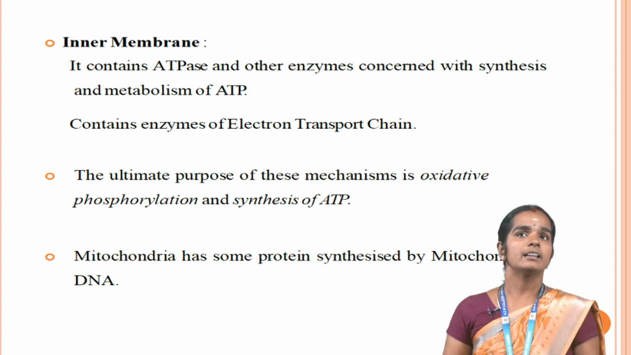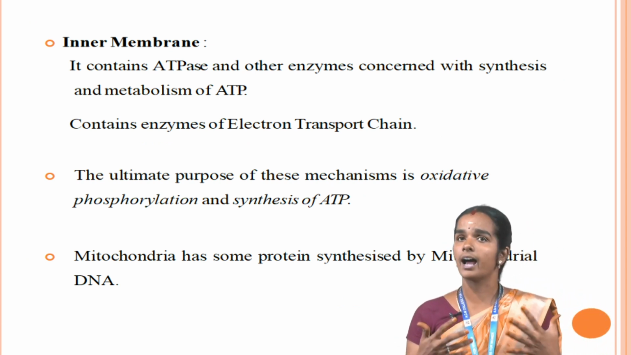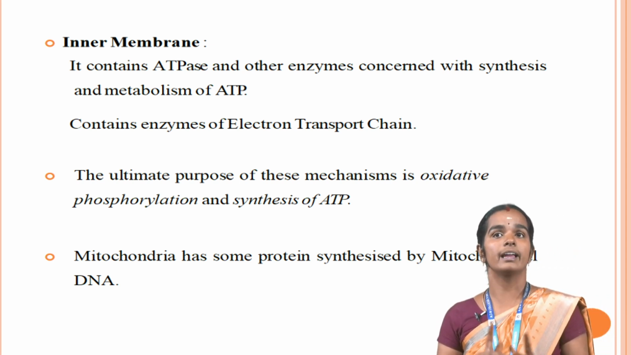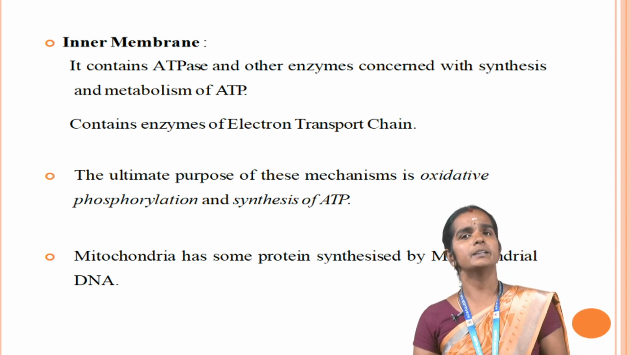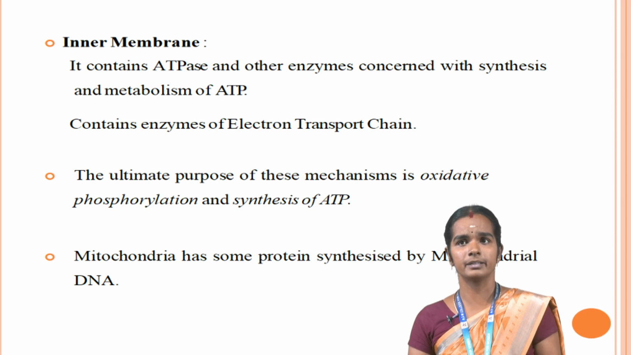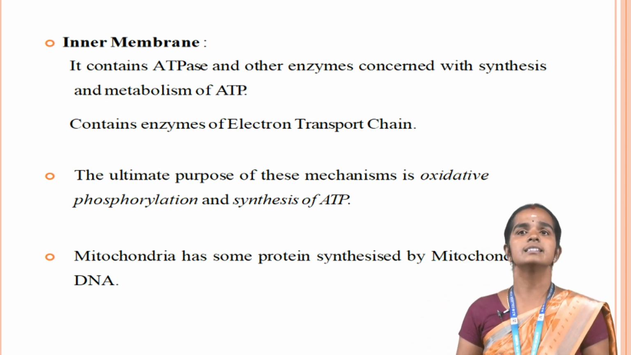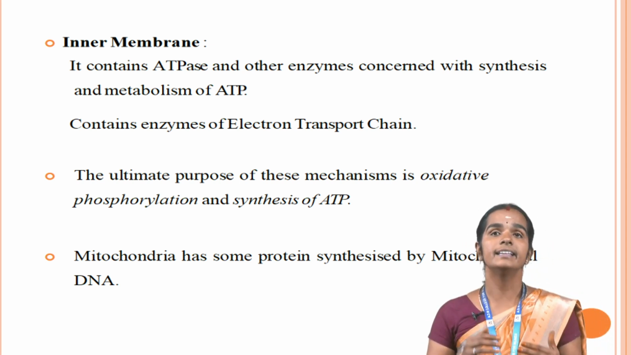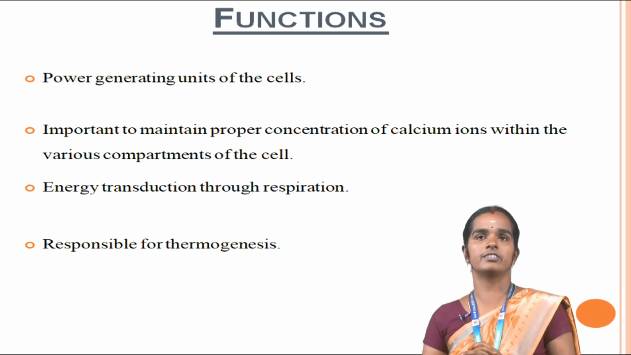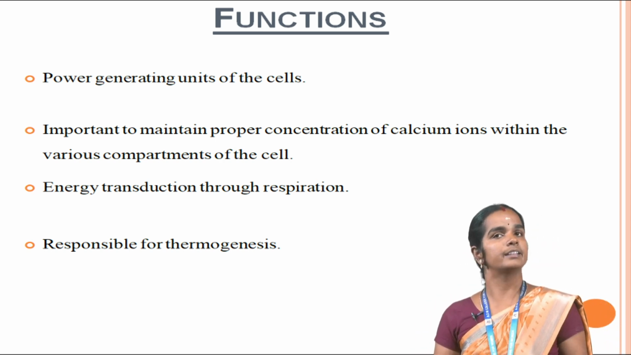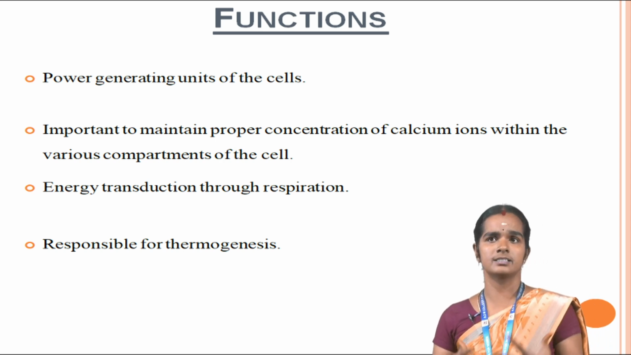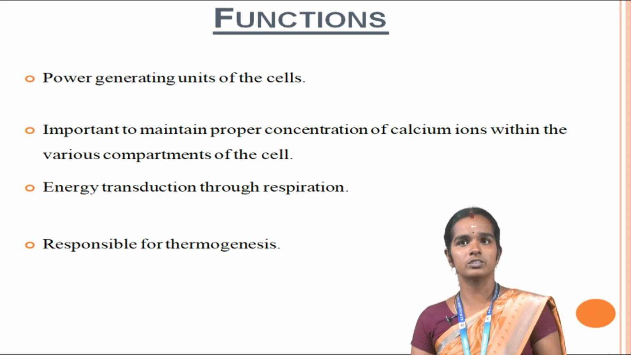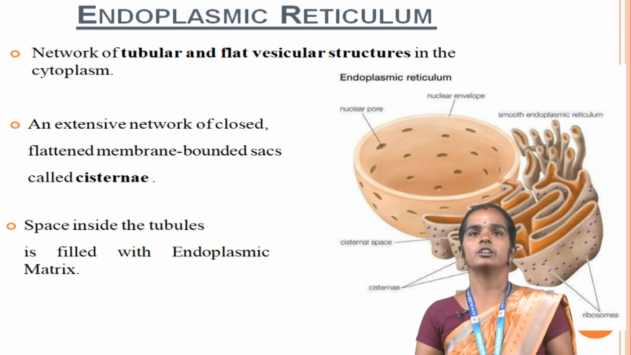Then the inner membrane contains ATPase and other enzymes concerned with the synthesis and metabolism of ATP. It contains enzymes of the electron transport chain. The ultimate process of this mechanism is oxidative phosphorylation and the synthesis of ATP. Mitochondria also carry out some protein synthesis by mitochondrial DNA. The function of mitochondria is as the power generating units of the cell. They are also important to maintain proper concentration of calcium ions within the various compartments of the cell, and are involved in energy transduction, growth and respiration.